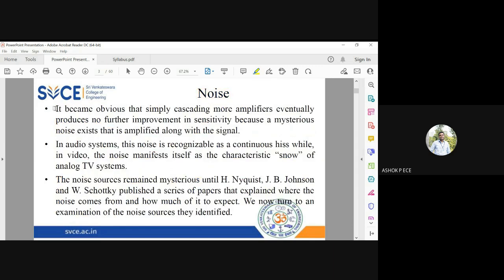If you cascade more amplifiers, the noise will also multiply, which at one stage will completely override your signal. So such is the effect of noise. You cannot ignore the effect of noise in a simple manner, because when you use multiple amplifiers for amplifying a signal, if one amplifier introduces noise by some means, it is going to have a cascading effect, which means that at the output of the final amplifier, the noise level will be very, very high compared to your signal level, which will completely corrupt your signal.